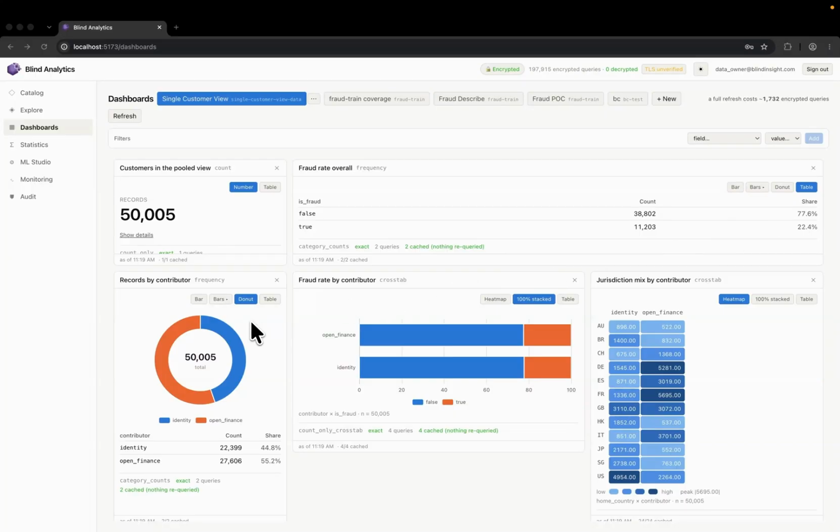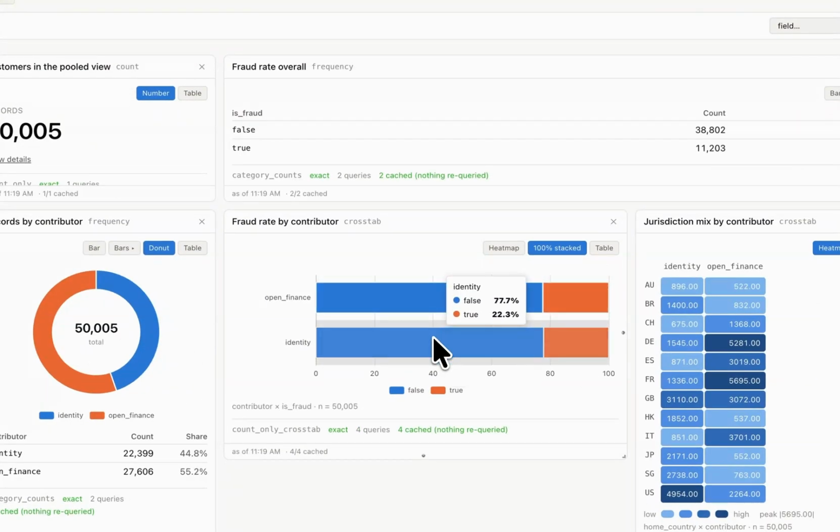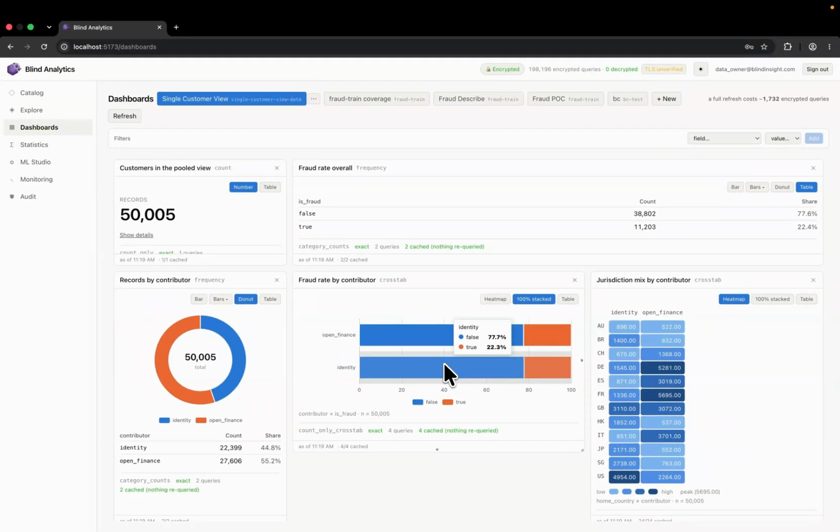The two contributors, the two teams, have roughly the same data that they contribute. Open Finance is at 22.5%, while the identity team is at 22.3%. This shows that the combined results are not being dominated by one team.